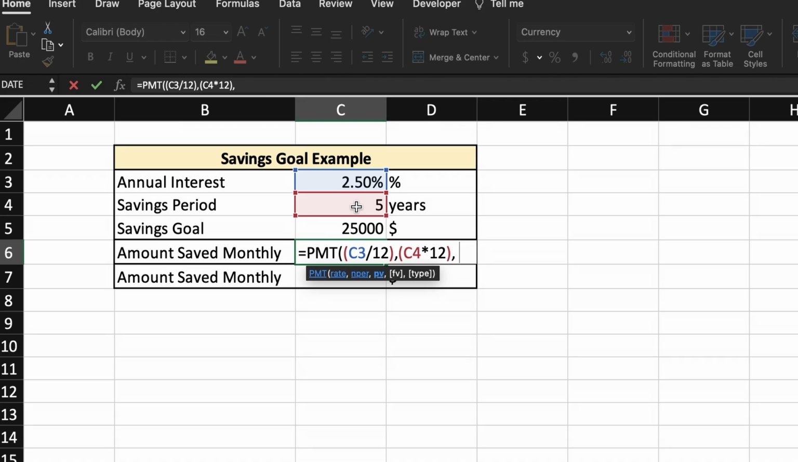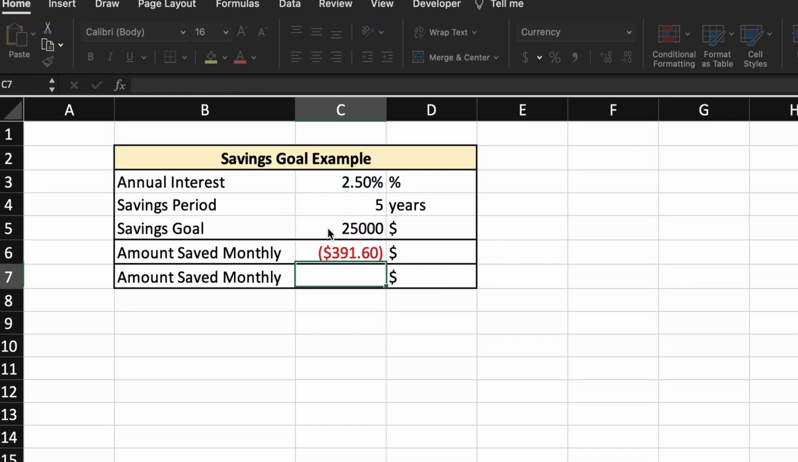Then, we have our present value, and let's say we initially have 0 in our savings, therefore our present value of the savings account is 0. Lastly, we have our future value. This is the value that we want to save to. Therefore, think of this as the future value of our savings account, and like we said, that's going to be $25,000.